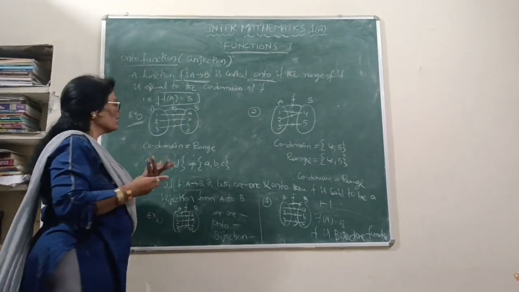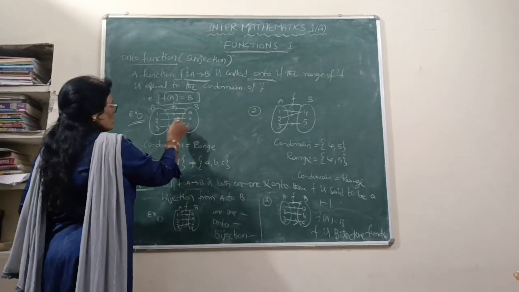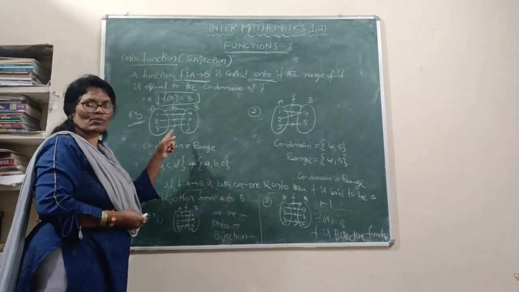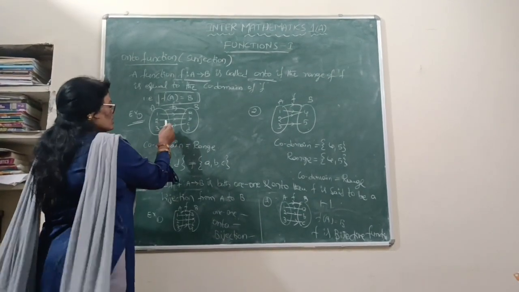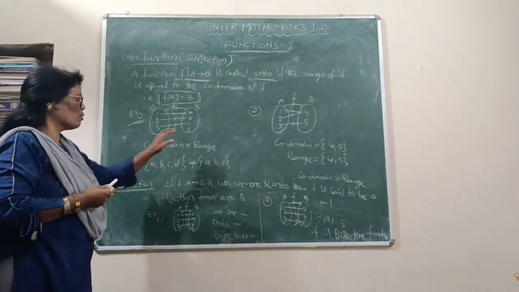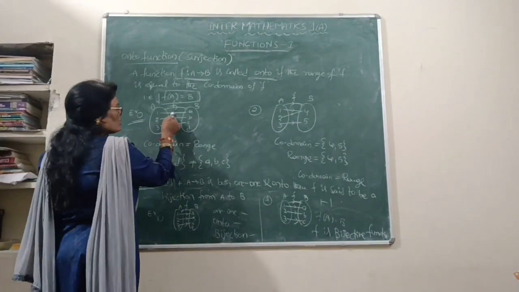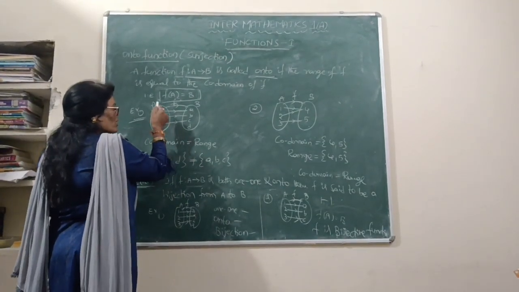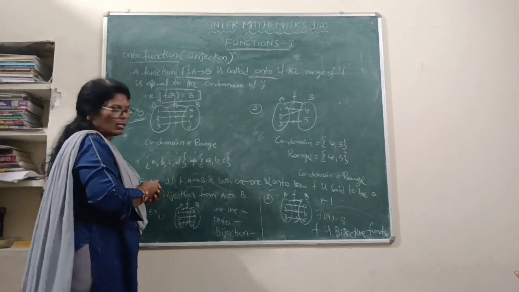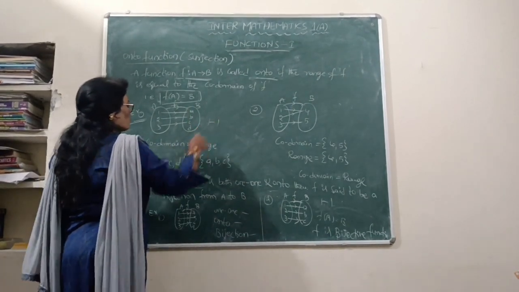I am taking the image of 1 is A, image of 2 is B, image of 3 is C. Does it satisfy the one-to-one condition or not? Because every element has distinct images. About D, we can leave it for now. But here every element in the domain has a relation in the codomain. So we can say it is one-to-one.